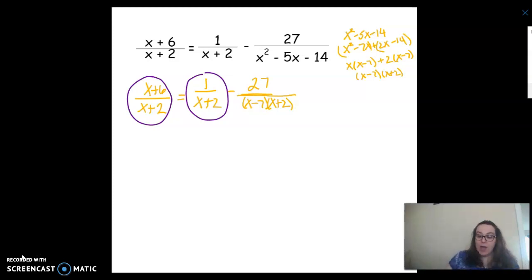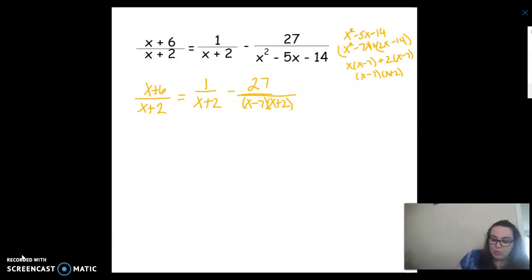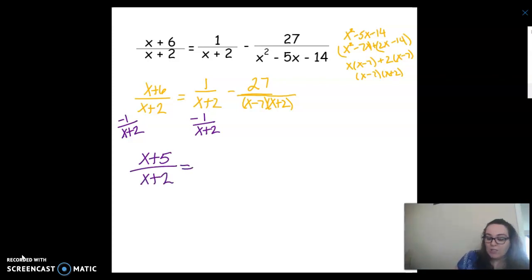Meaning I have this 1 over x plus 2 that's on the other side. Well, I can subtract 1 over x plus 2 on both sides. If I have an x plus 6 and a negative 1 with a common denominator, on the left side I have x plus 5 over x plus 2 equals, and be super careful here because there is a negative, negative 27 over x minus 7 times x plus 2.